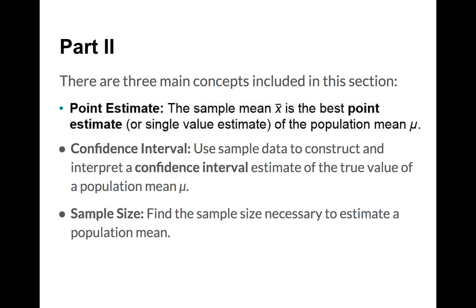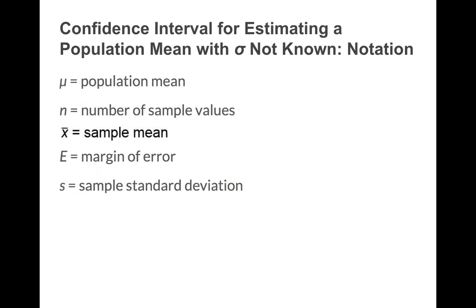Okay. So part 2, we're going to be talking about the point estimate for population means, constructing a confidence interval for a population mean, and determining a necessary sample size to estimate the population mean. Some notation you need to know for this. Mu is the population mean, n is the number of sample values, x bar is the sample mean, and e is the margin of error. S, remember, is the sample standard deviation.